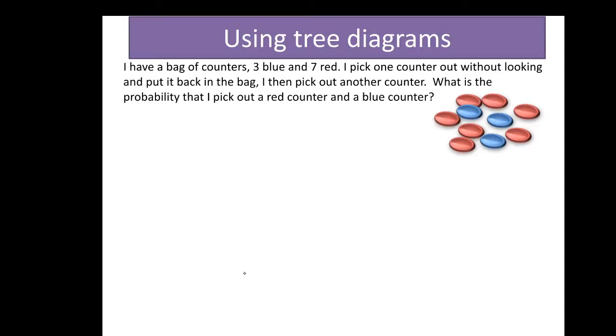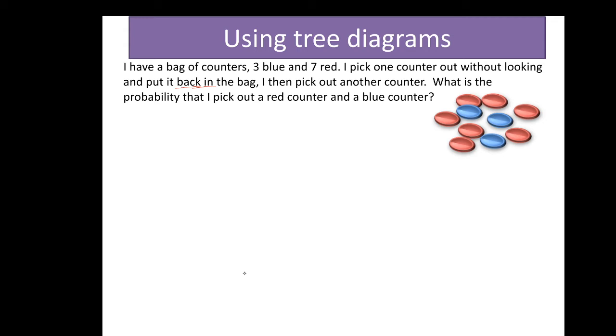So, the next one, we've got counters in a bag. We've got 3 blue, 7 red. I pick one counter out without looking, so it's a random fair sample, and put it back in the bag. So what's really important is put it back in the bag. Next lesson, we'll look at when it's not put back in the bag. Okay, so when it's put back in the bag, it's independent. When it's not put back in the bag, it's dependent, and that's the next lesson.